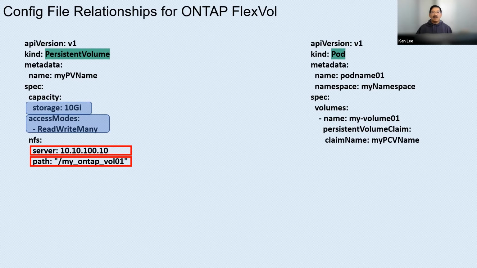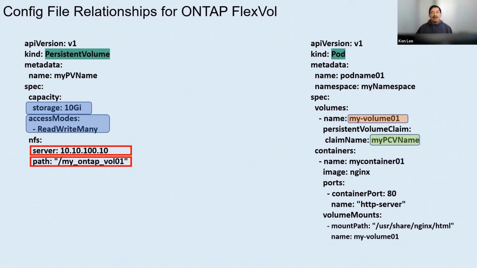The volume section is where you make up a name for the volume to be used within the pod. In this example, I have chosen myvolume01. To reference the backend physical volume, you use the claimName parameter, which is needed to match the persistent volume claim name that you will create later or have already created.